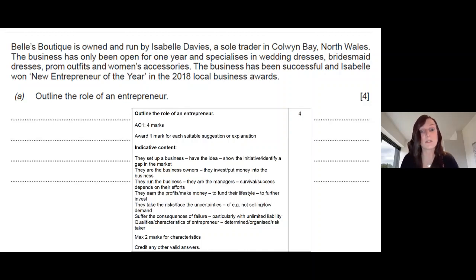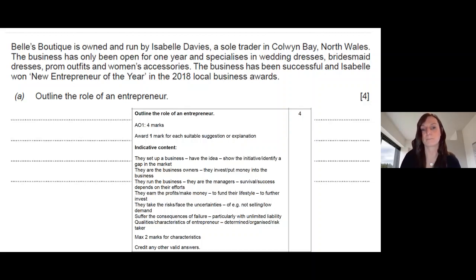The business owners, they run a business, they earn the profits and make money. They take the risks, face the uncertainties, and they suffer the consequences of failure. Those are the things that you should be putting, along with maybe two of the characteristics. So any four of those would have gotten you the four marks.